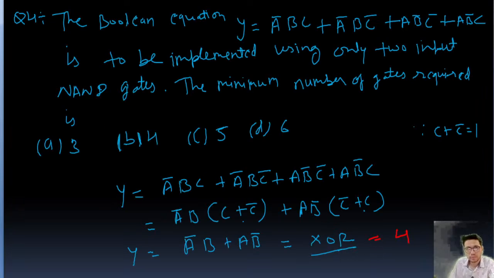So the minimum number of NAND gates required is 4, right? So this B is the correct option, guys. I hope you have understood it, and we can also implement it right there. This is a very important thing. I'll show you how to make it.